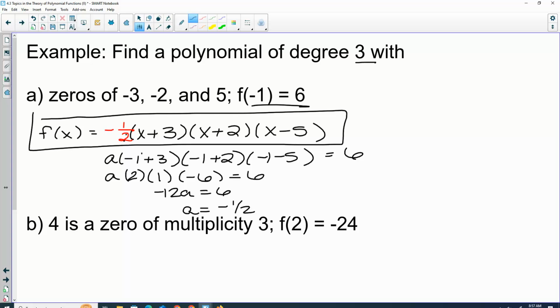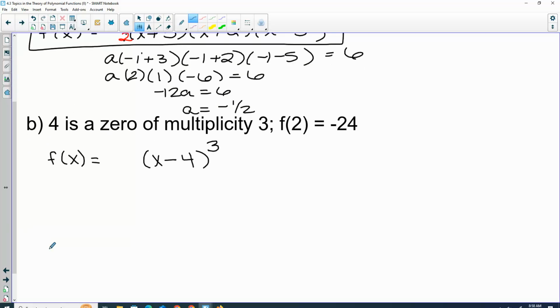4 is a zero of multiplicity 3. What does that mean? That'll be 4 times 3. So if 4 is a zero, that means it gives us x minus 4. And multiplicity 3, we have it 3 times, or we could just say to the 3rd power. Okay, that's my degree 3 that we needed.